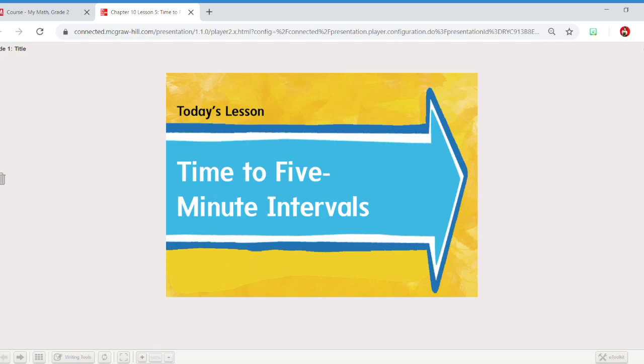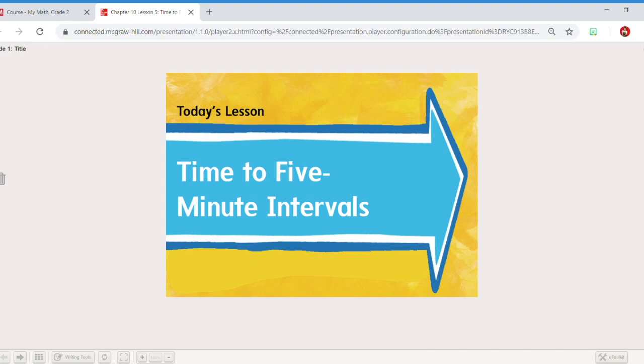Second grade, and welcome to today's math lesson, time to 5-minute intervals. So we've been working on time, telling it to the hour, the half hour, and then to quarters. Now we're going to break it up into even smaller bits, which are 5-minute increments.